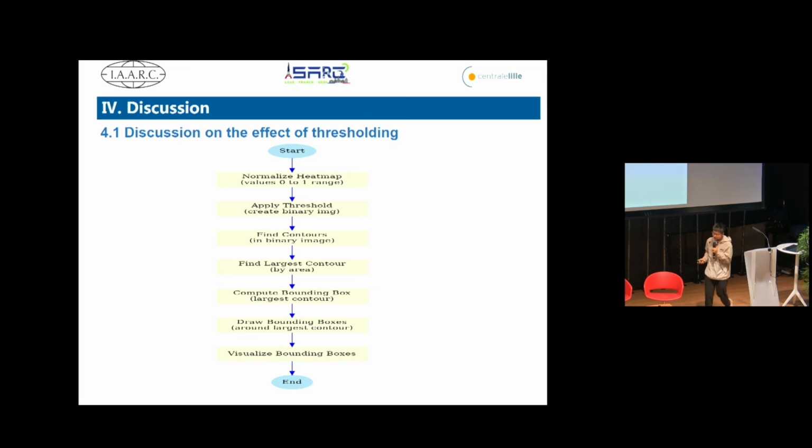One important factor we investigated was the effect of thresholding. Thresholding is used for drawing the bounding boxes from the heat map. Simply speaking, we set a threshold value such that any pixel value higher than the threshold value will be considered as object, and lower than the threshold value will be considered as background.